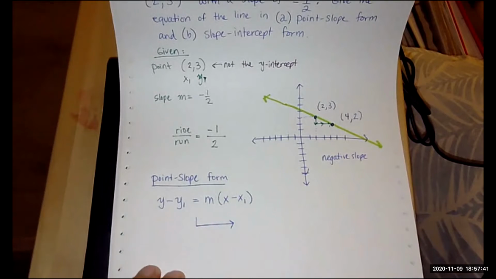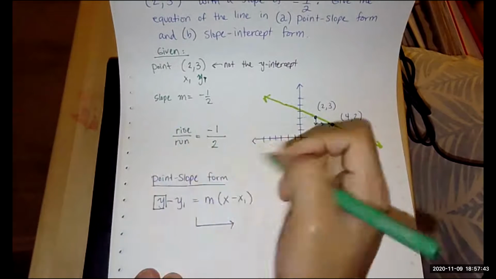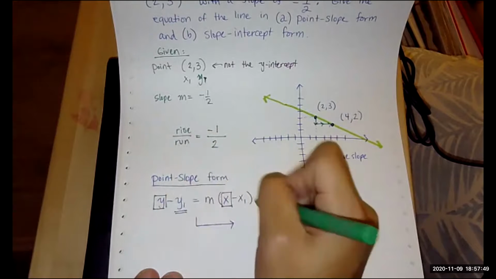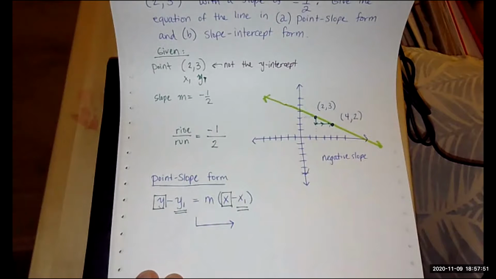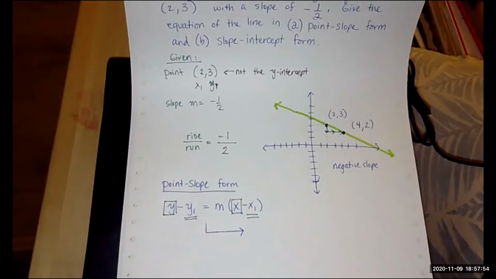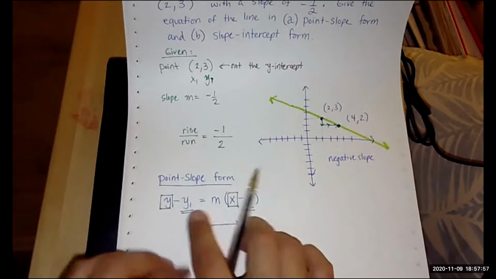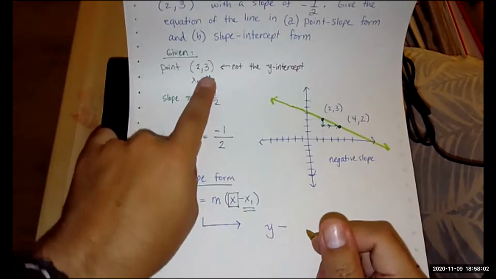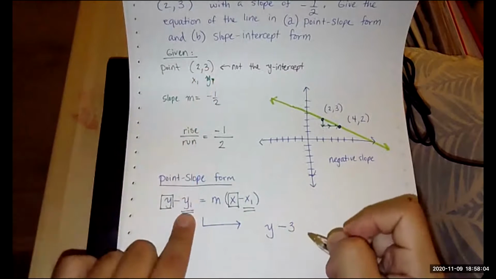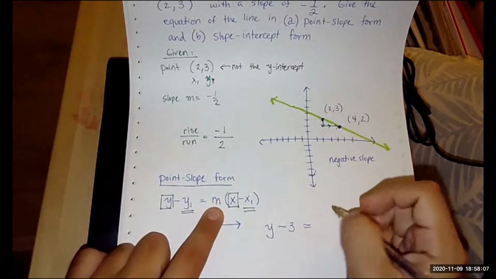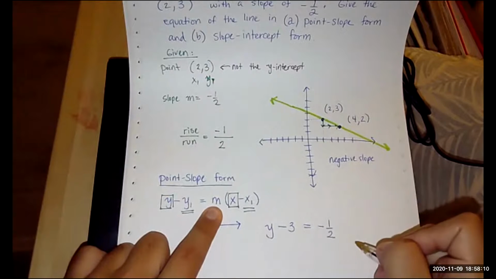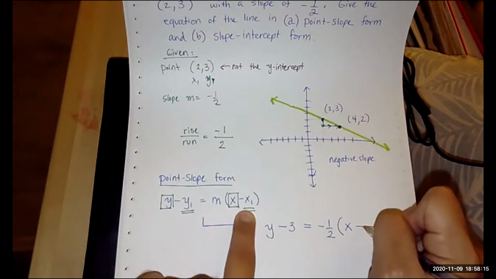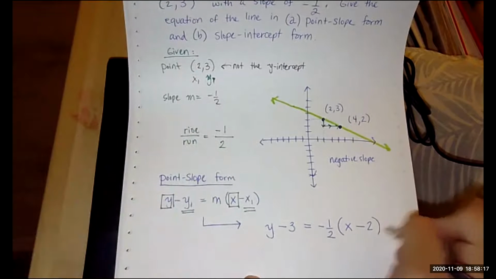Actually, let me highlight that, right? You're going to leave this y and this x alone. The only thing that you're plugging in is the one that has the little label, the x1 and the y1. So all we need to do here is leave the y alone, minus y1, and y1 is going to be 3. That's equal to m, which is negative 1/2, times, you're going to leave the x alone, minus x1, which is 2.